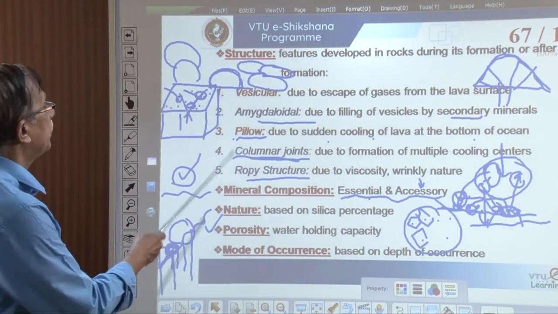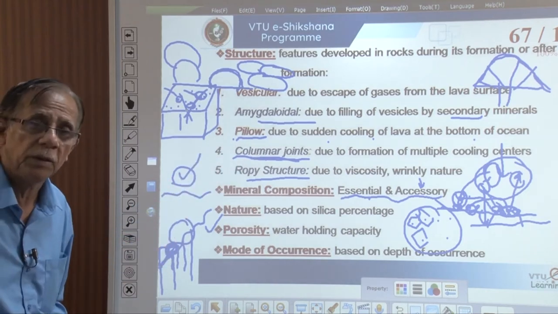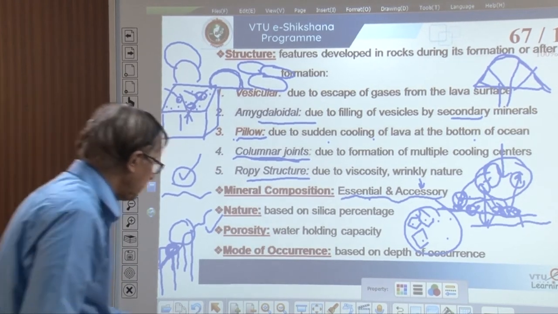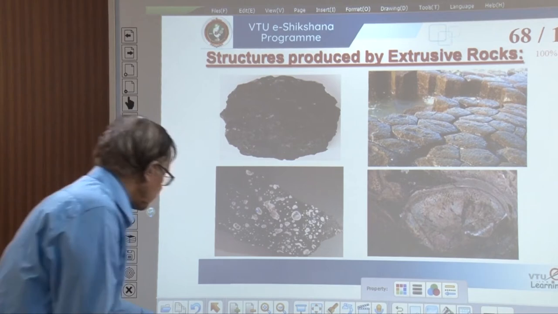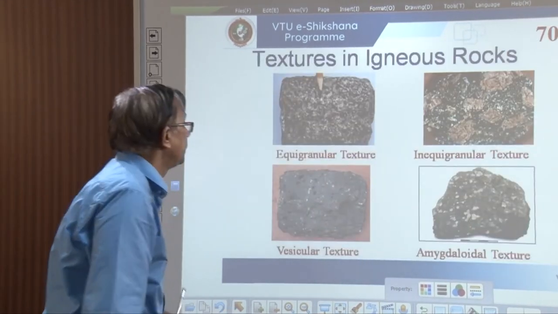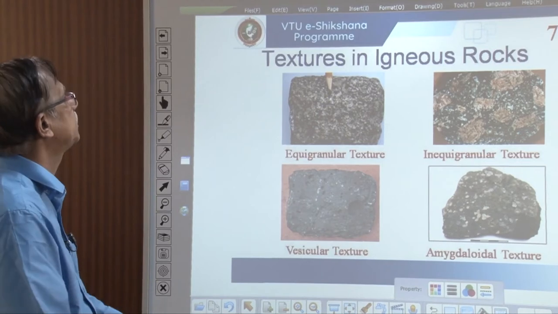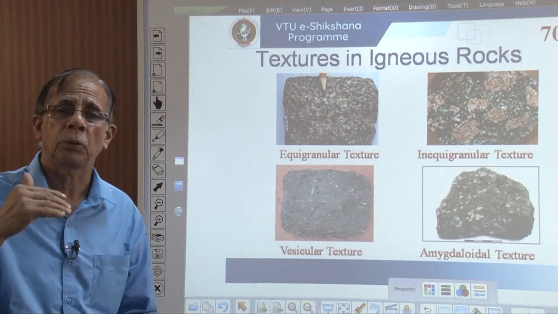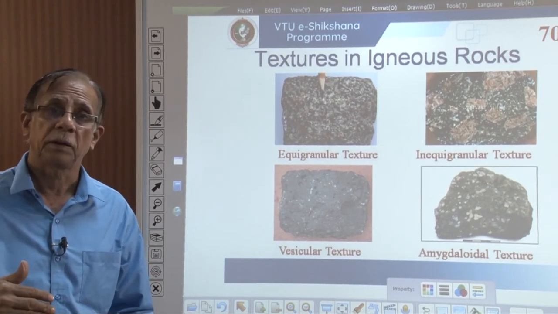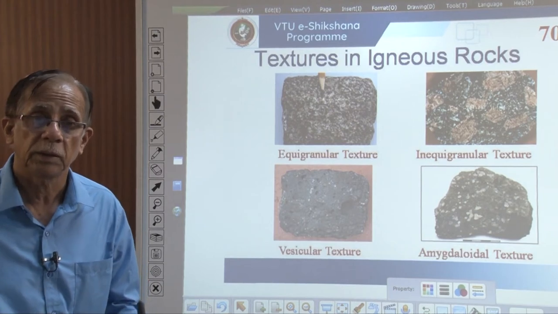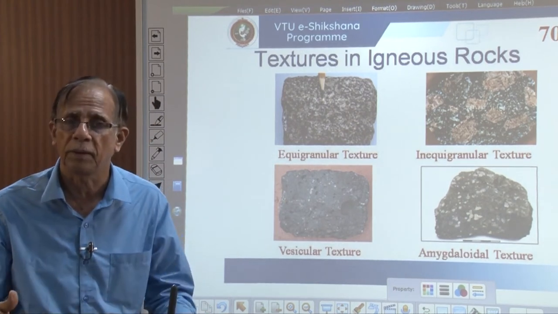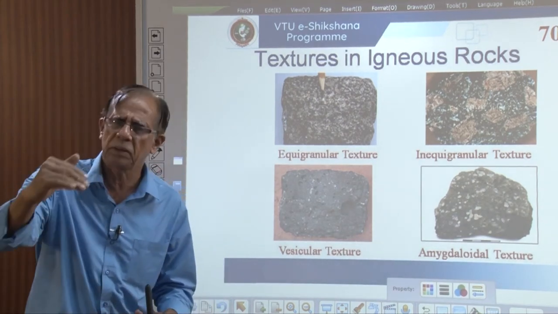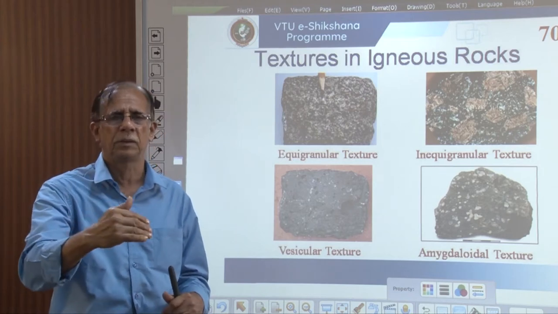Mode of occurrence, we have already said how exactly we are going to classify. We have concordant, discordant, all we have said. It is just a summary of what I have shown you in the picture. I have shown you this already, we have discussed it. Now again, I am showing the textures of igneous rock. Let us go a little deeper. That determines the engineering properties of the rocks. Therefore, textures we will discuss in more detail, and that is a very important property of igneous rock, which determines its application in every field.